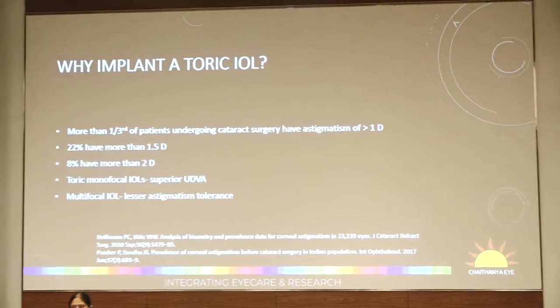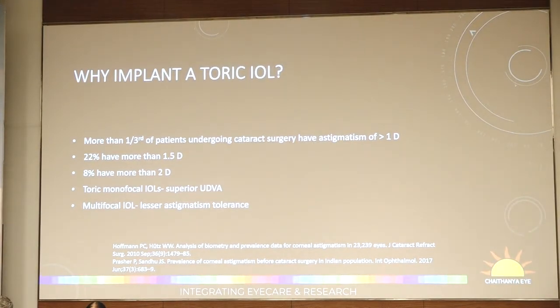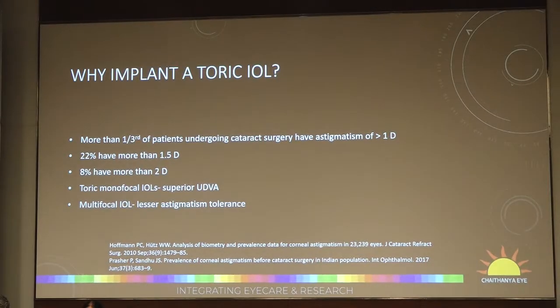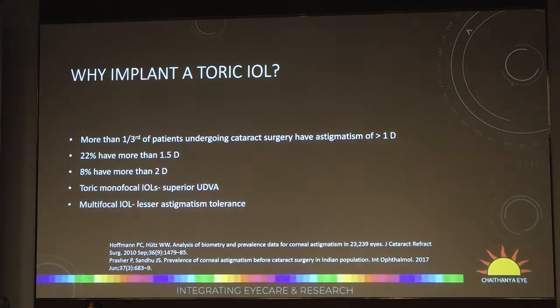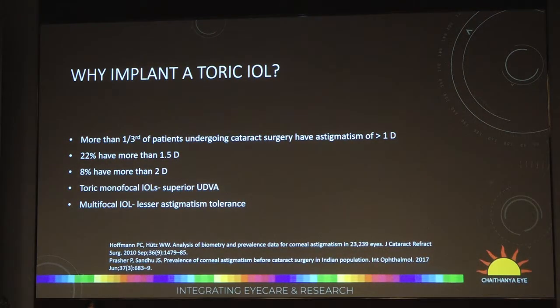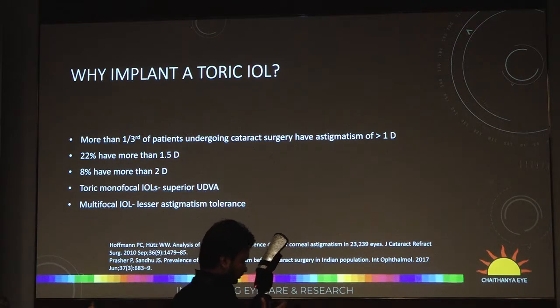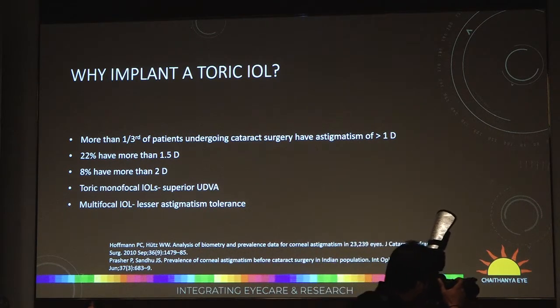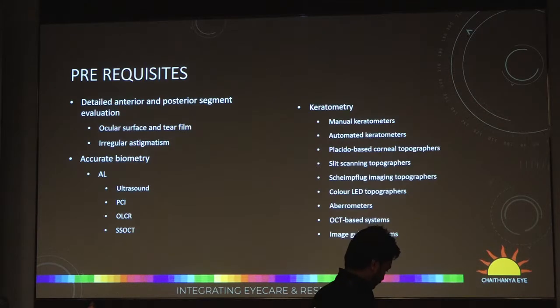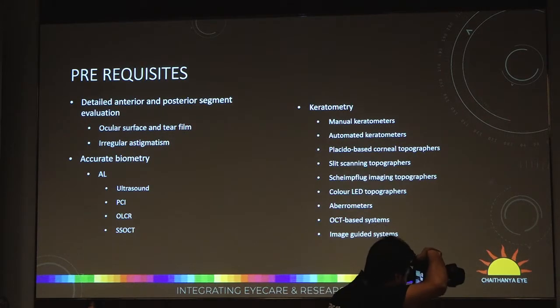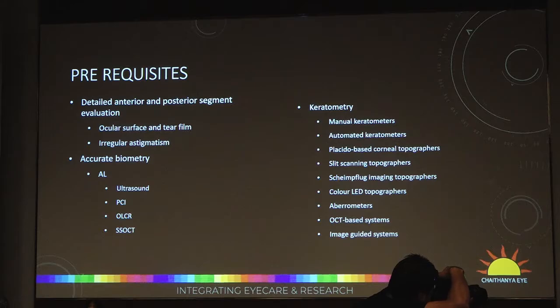About 20% have more than 1.5, and 8% have more than 2 diopters. Of course, toric monofocal IOLs give a better uncorrected distance visual acuity, and when it comes to multifocal IOLs, they have very little tolerance for astigmatism. So it needs to be addressed using a toric IOL. The prerequisites for a toric IOL calculation have been told by Dr. Arup before itself. I'm just going to repeat it.